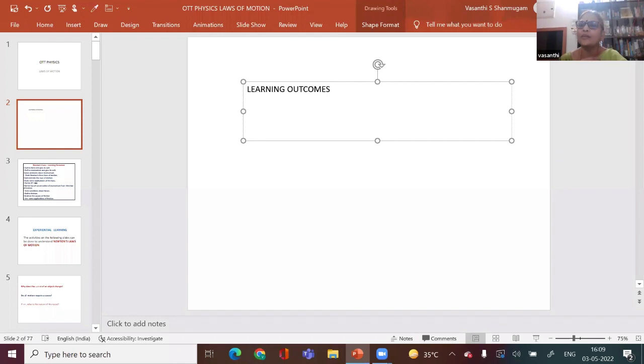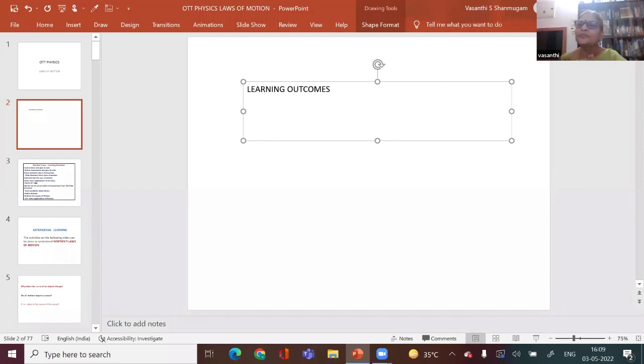Can I measure understanding? The child is able to understand. How to measure understanding? Okay, inertia, correct. So the student will be able to define inertia. That is a measurable outcome.